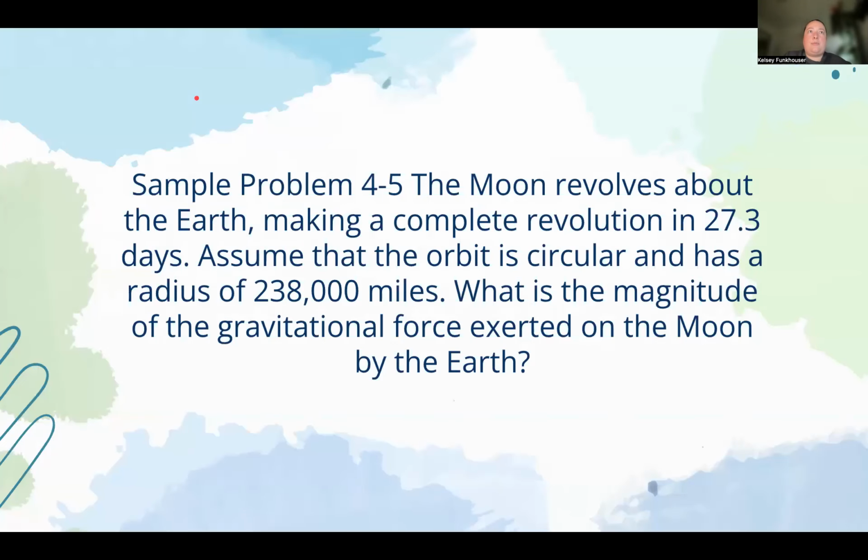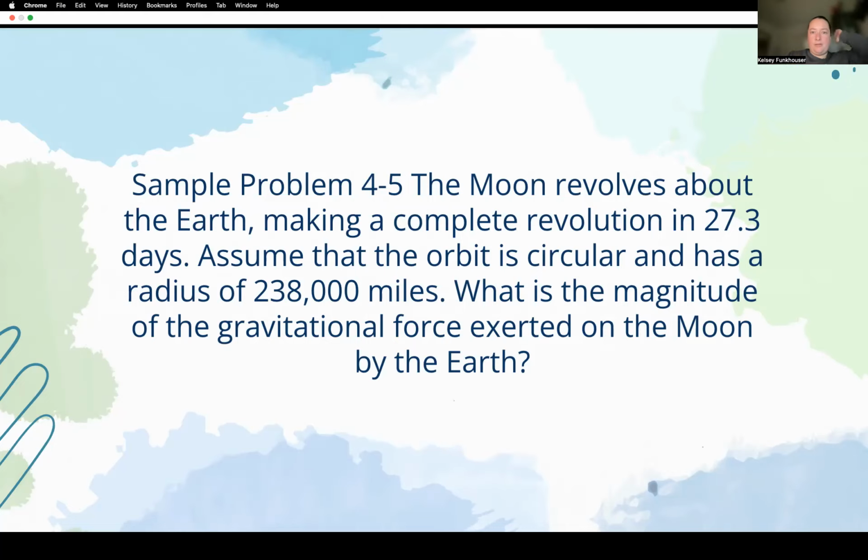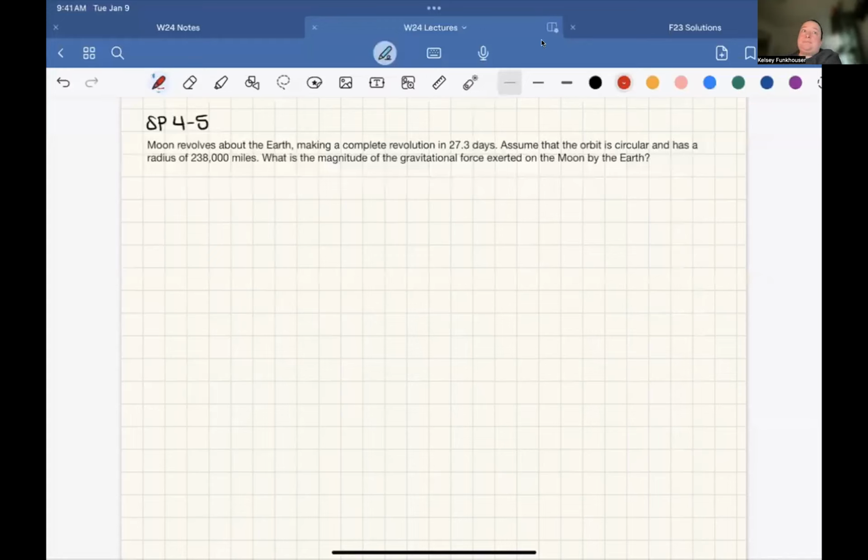Now for an example problem. The moon revolves about the Earth, making a complete revolution in 27.3 days. Assume that the orbit is circular and has a radius of 238,000 miles. What is the magnitude of the gravitational force exerted on the moon by the Earth? Okay.